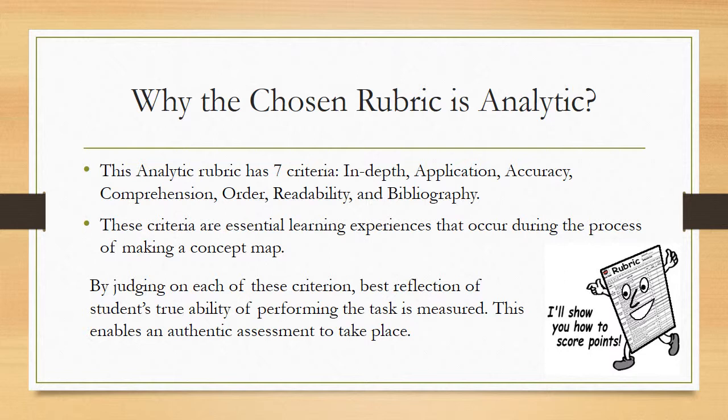These criteria are essential learning experiences that occur during the process of making a concept map. By judging each of these criteria, the best reflection of students' true ability in performing the task is measured. This enables an authentic assessment to take place. Furthermore, the grades marked on the rubric will give feedback to the students on what they can improve in the future, which a holistic rubric under traditional learning fails to do.